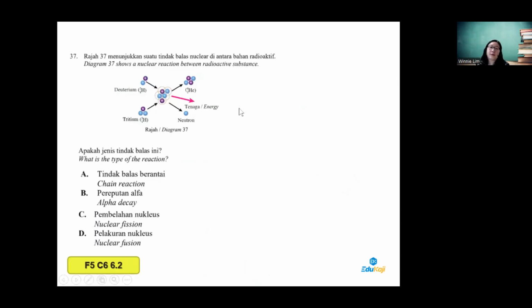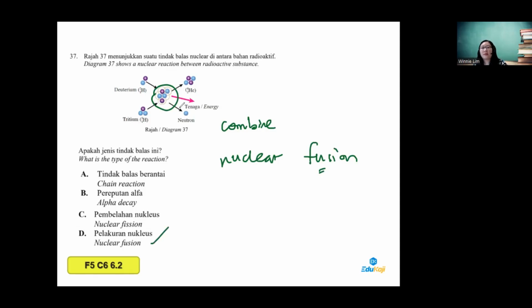Question 37. Diagram 37 shows a nuclear reaction between radioactive substances. What is the type of the reaction? Notice you have deuterium and tritium that combine. The idea is combining, so it's actually nuclear fusion. They fuse together, then they become a heavy nucleus and at the same time release a neutron.